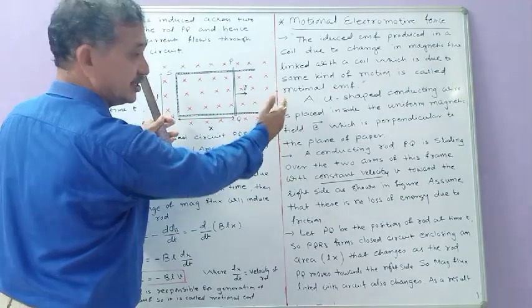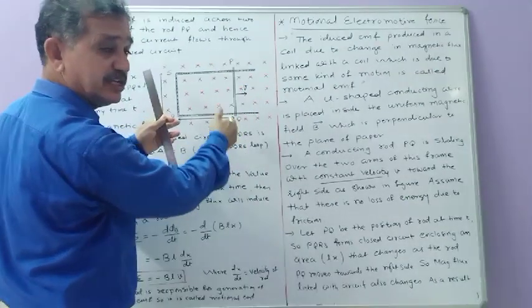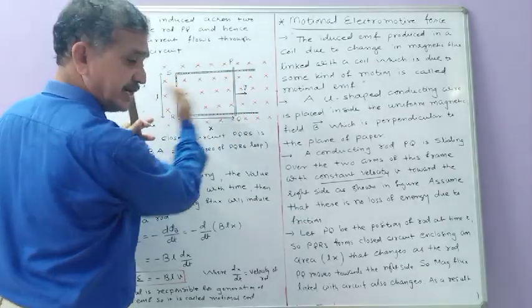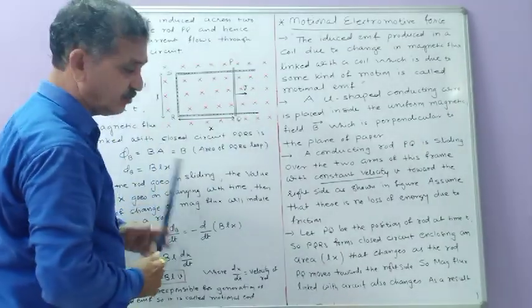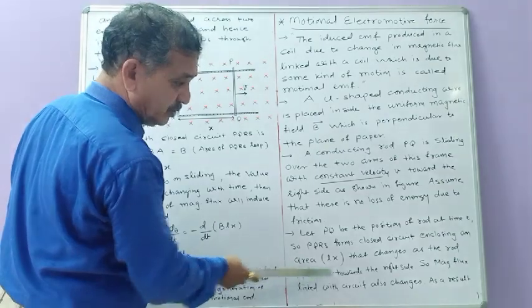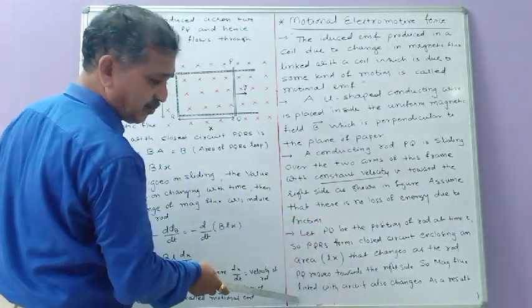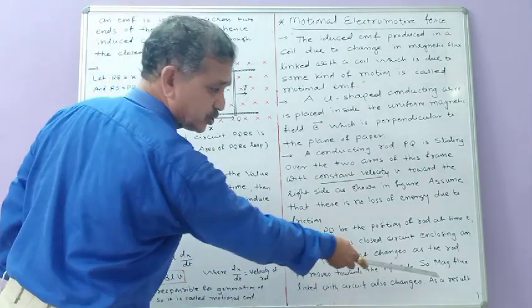So as it moves to the right side, the value of x increases. That's why dx by dt, velocity v, is positive. If the rod is moving towards the left side, then dx by dt is negative velocity. So here, as the rod PQ moves towards the right side, the magnetic flux linked with the circuit also changes.